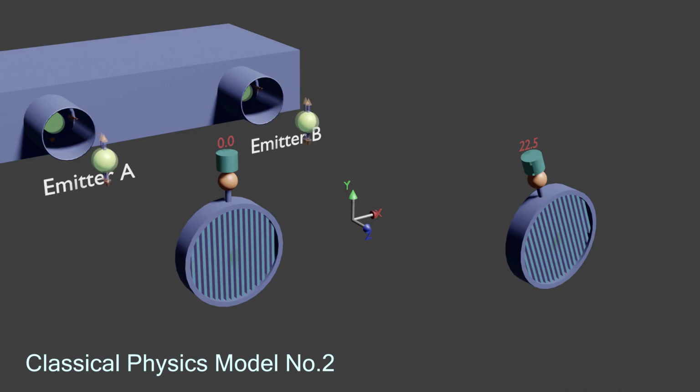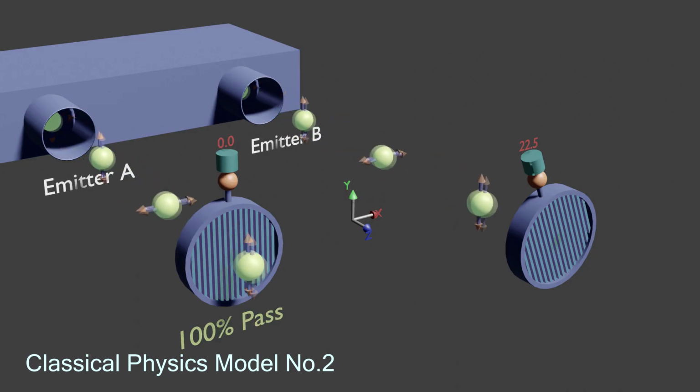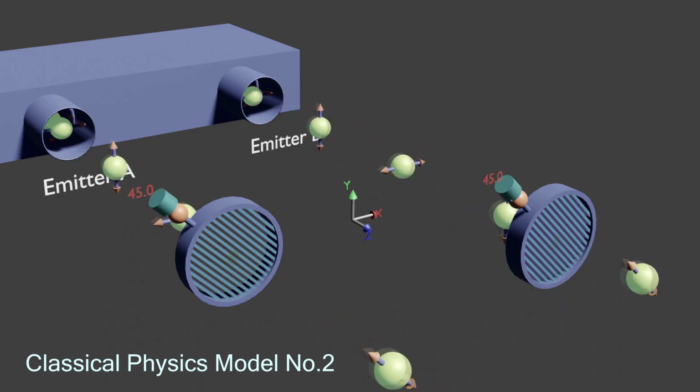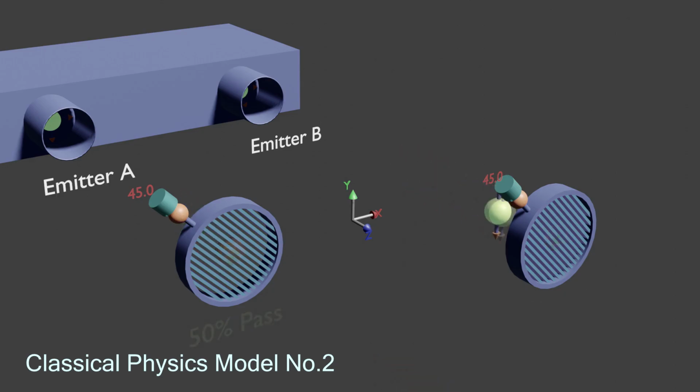For a further confirmation, let's rotate the filters on both sides and align them at 45 degrees from the y-axis. In this setting, because the photons are polarized along either the y or x-axis, when they pass through a 45 degrees filter, 50% will pass and 50% will be blocked.